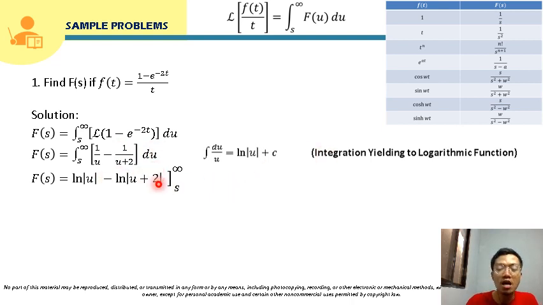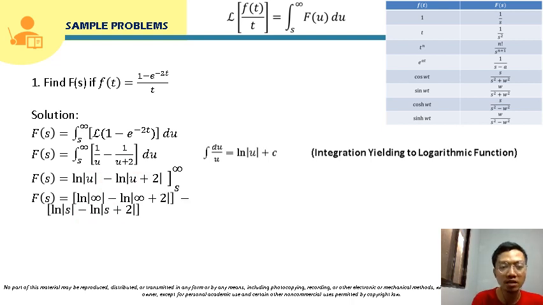So we will evaluate this from s to infinity. We will substitute infinity into all the values of u, minus, and then we will substitute s into all the variables u here. Substituting the upper and lower limit, that will become ln of infinity minus ln of infinity plus 2, minus, and then we substitute s: ln of s minus ln of s plus 2.